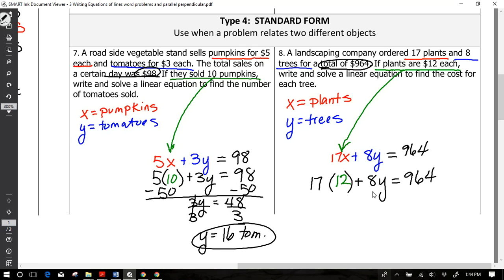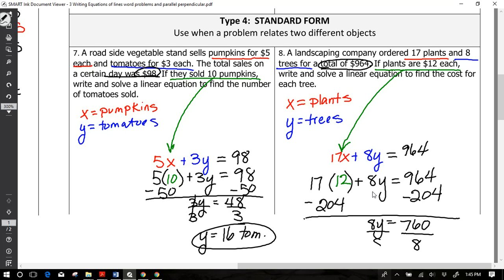So 17 times 12 is going to give me 204. And then I'm going to subtract that from both sides. And this will give me 760. And then if I divide this by 8, I get 760 divided by 8 is $95, and that is per tree. That's how much trees cost. Great job.